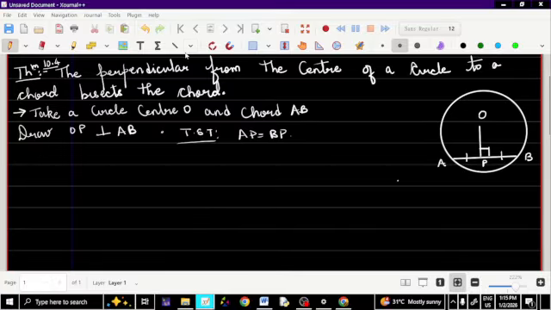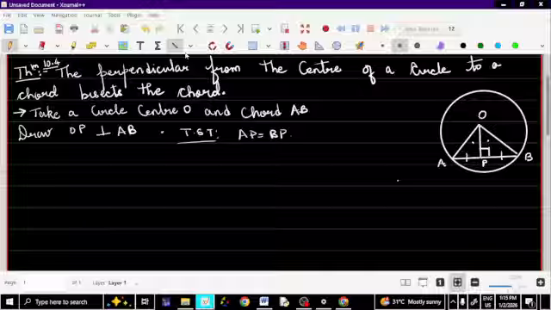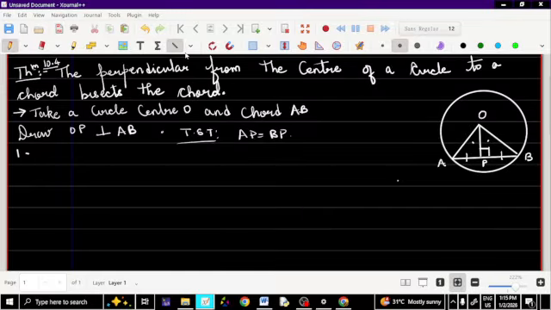To do this, you will join AO and you will join BO. So two triangles are formed. We will prove that these two triangles are congruent and therefore by CPCT, AP will be equal to BP. First, I'll name the triangles AOP and BOP. In triangle AOP and triangle BOP, first you observe that there is a right angle, OPA and OPB is a right angle.